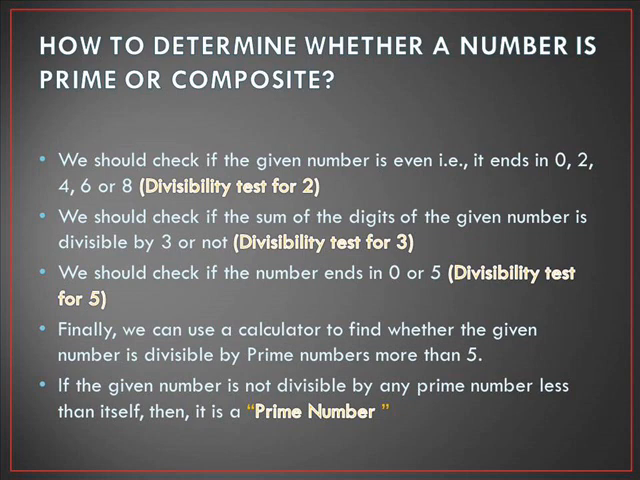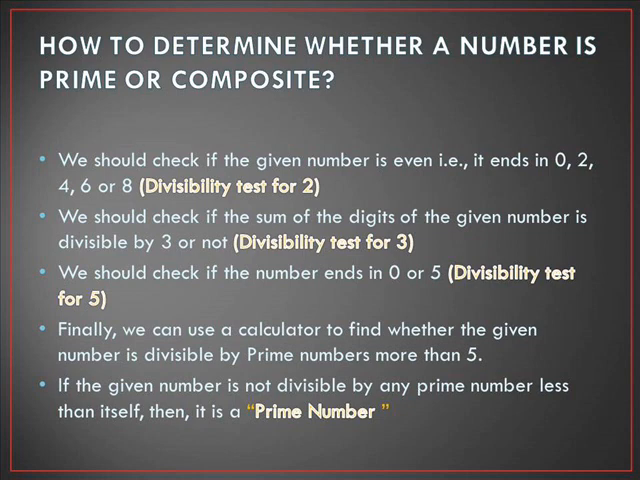If it is not, then we will move on to check if the number is divisible by the next prime number, that is 3, for which we will find the sum of the digits of the given number. If the sum of the digits of the given number is divisible by 3, then the number is also divisible by 3. And if the number is divisible by 3, then it is a composite number.